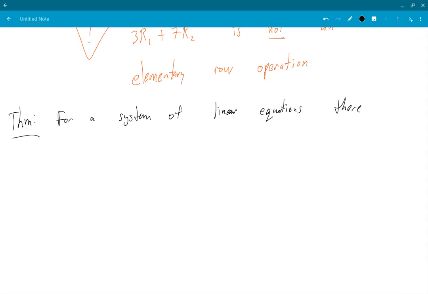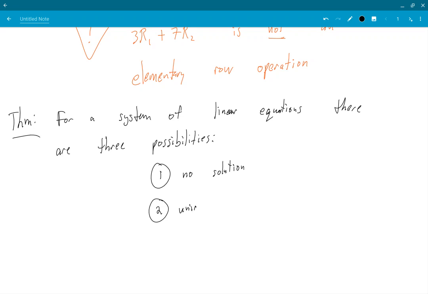There are exactly three possibilities. One, you could have just no solution at all. Two, you could have a unique solution. Okay, this is what I guess this is what you're hoping for. This is what we've done so far.